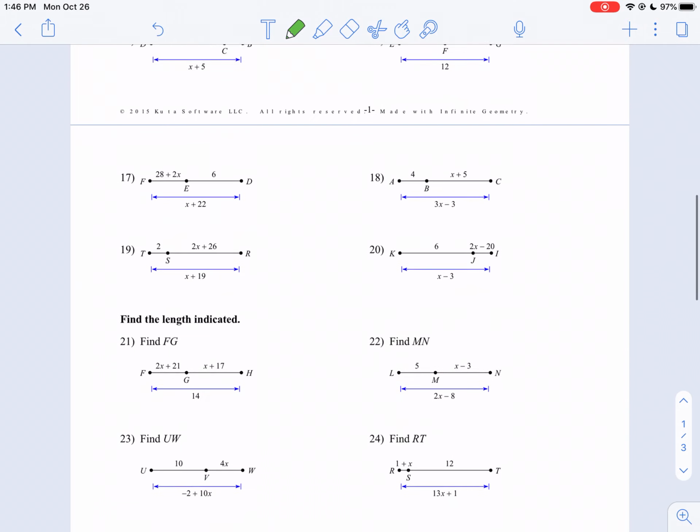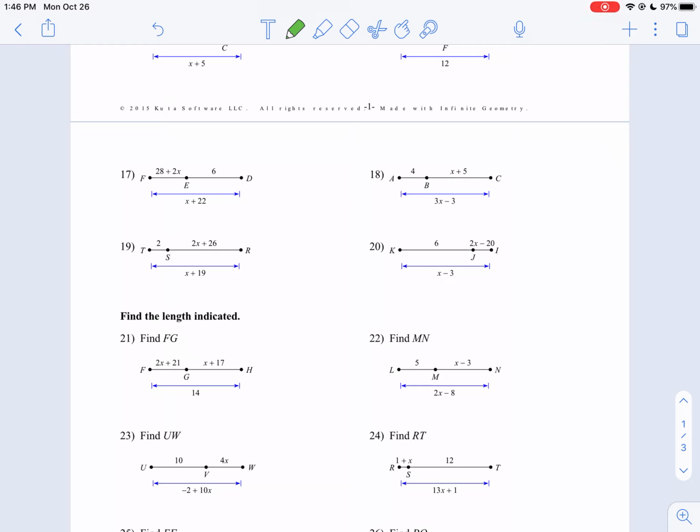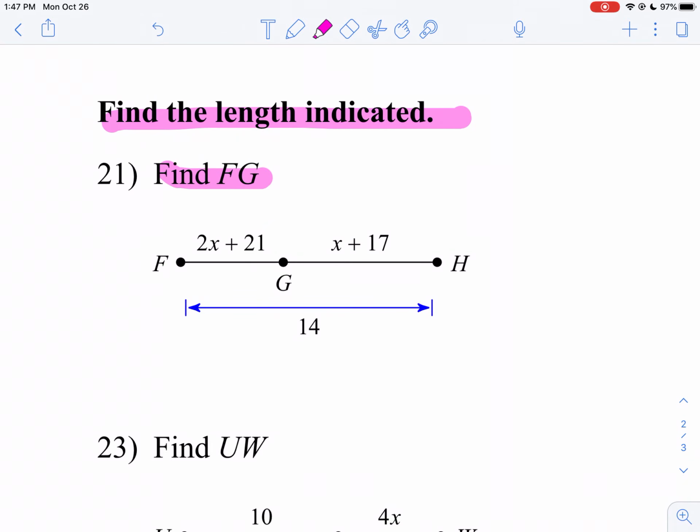All right, so now let's go to the next section, and guess what? Starting with number 21, instead of saying solve for X, it says find the length indicated. Okay, so which length is indicated right there for 21? They want you to find FG. What is the length of FG? Right now FG is this length, and it is 2X plus 21.